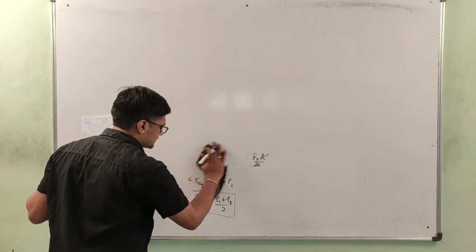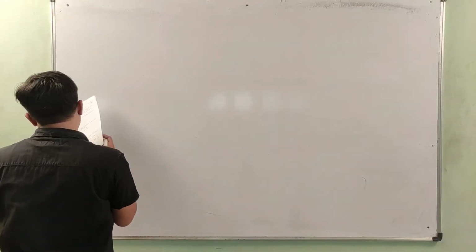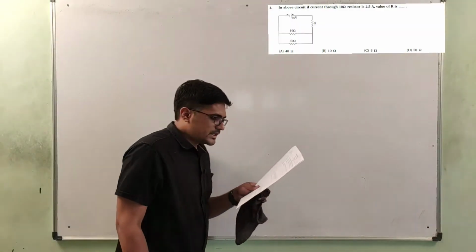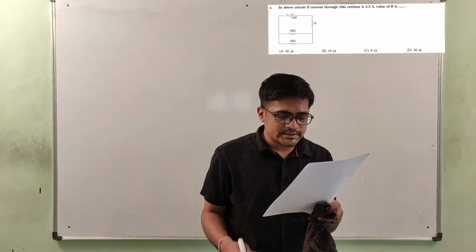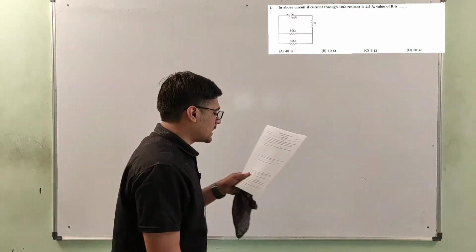Most important question. In the above circuit, if current through 10 ohm is 2.5 ampere, then the value of R is what?